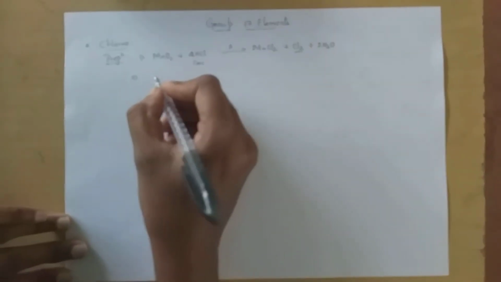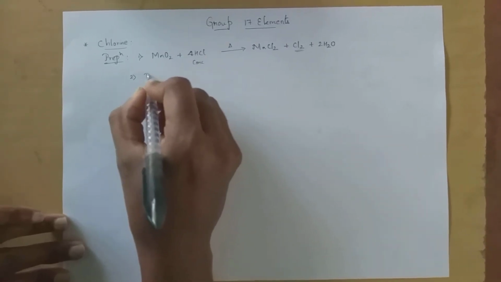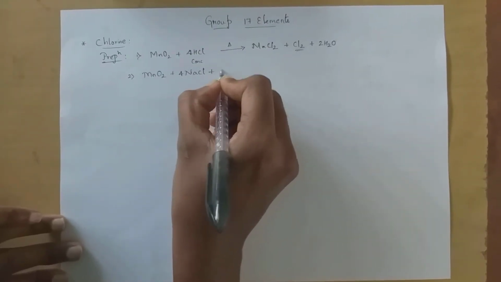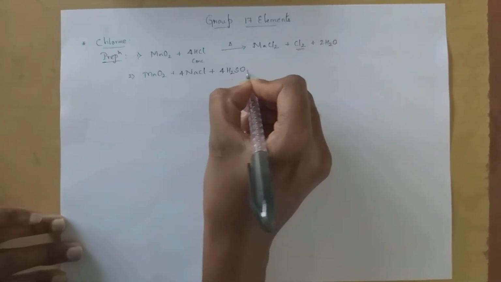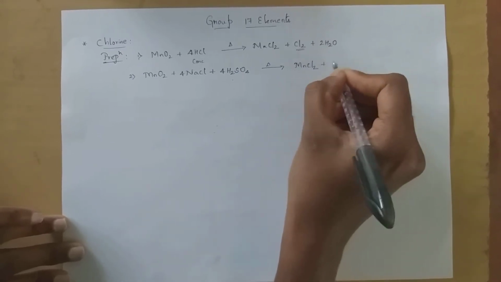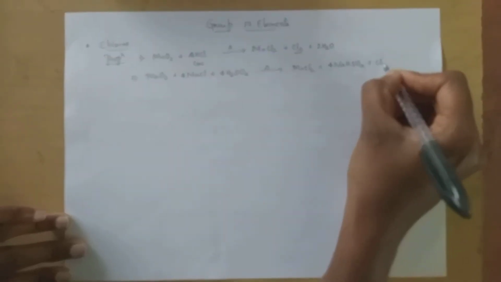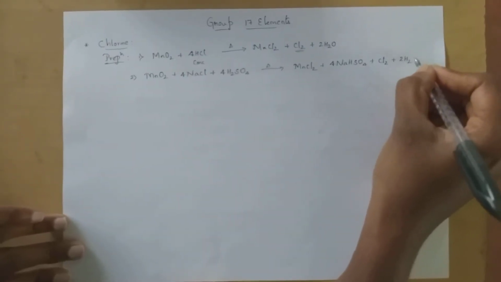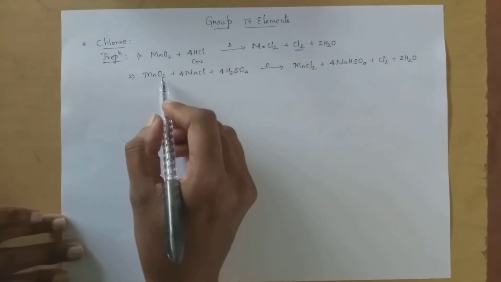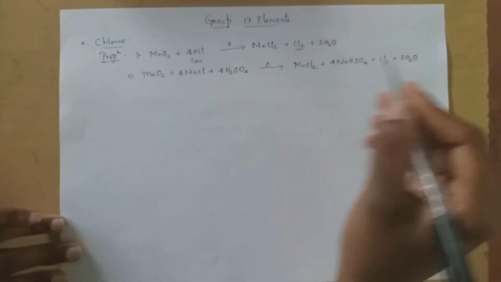Second method, that is heating of MnO2 with NaCl and concentrated H2SO4. We are going to heat so that we get manganese chloride, sodium bisulfate, then chlorine gas, then a water molecule as a byproduct. So by heating manganese dioxide with NaCl and H2SO4, we are going to get chlorine.